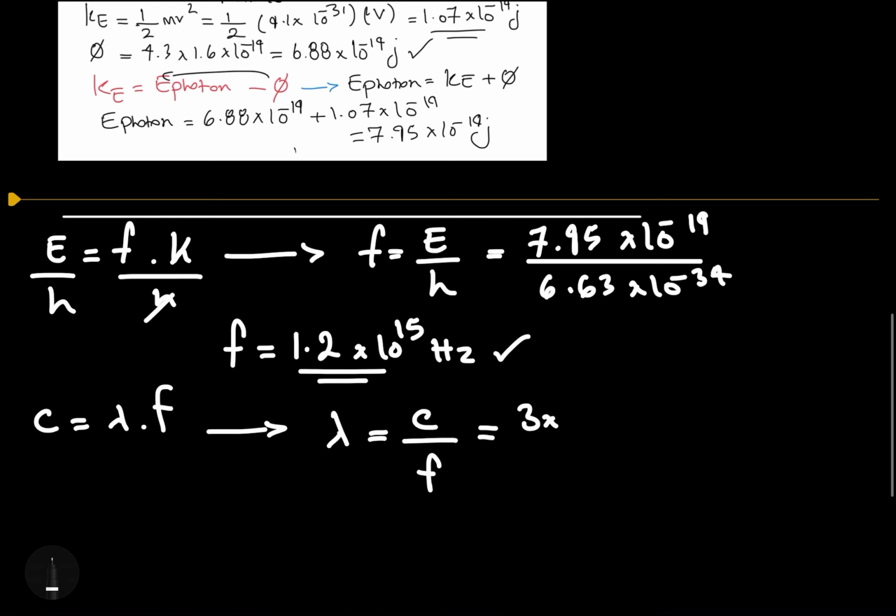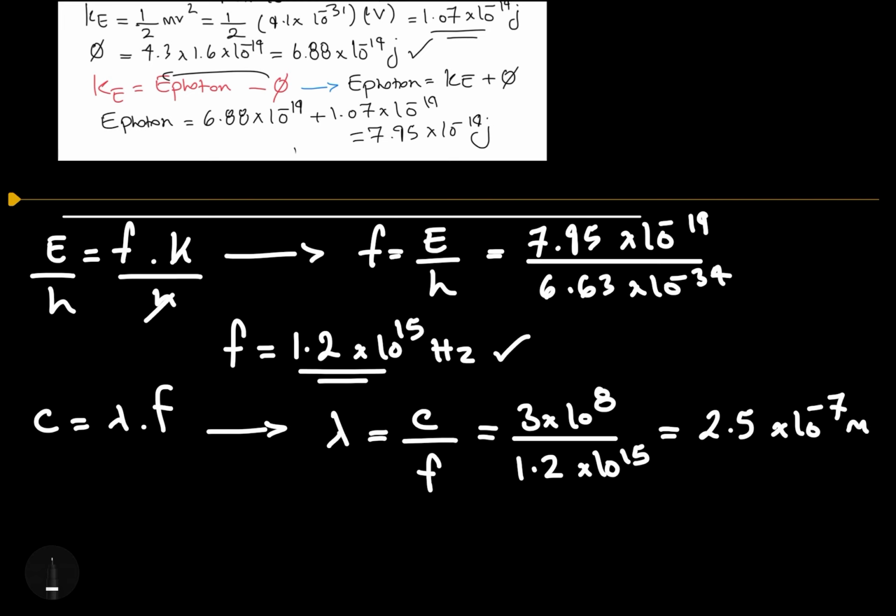So the speed of light is 3 times 10 to the power 8. It's a constant number. And f, which is the frequency, is 1.2 times 10 to the power of 15. And that would give you a value of, if you were to divide those two numbers, approximately, wait, let me do that one more time. So 3 times 10 to the power of 8 divided by 1.2 times 10 to the power of 15. All right, that gives you a value of 2.5 times 10 to the power of minus 7 meters.